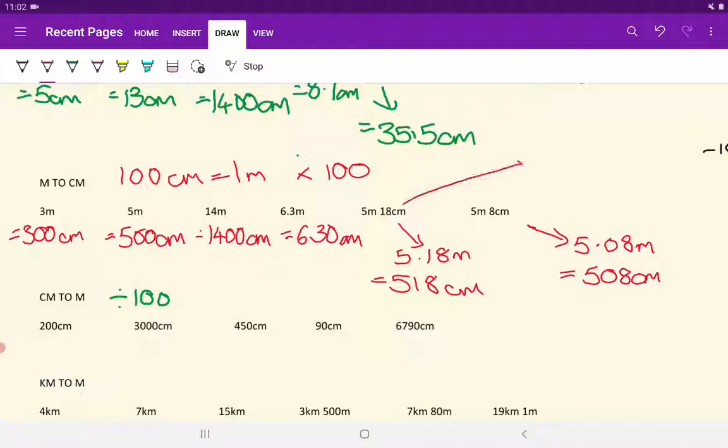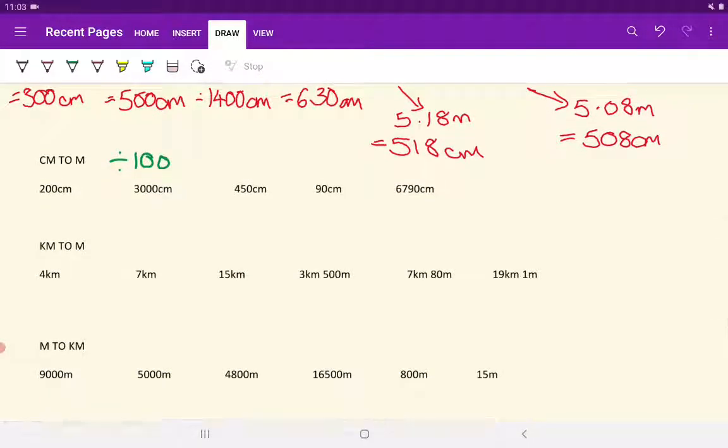Or you can think about them like we thought about the last ones. The 5 metres would be 500 centimetres, and then you've still got 18 centimetres, so you can add that together, and there's where the 518 would come from. Or the 5 metres is still 500 centimetres, and then add on 8 centimetres, and there's where your 508 would come from. So that's another way of thinking about it, remember, that you might find easier.